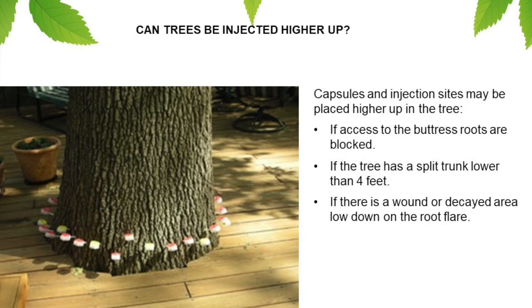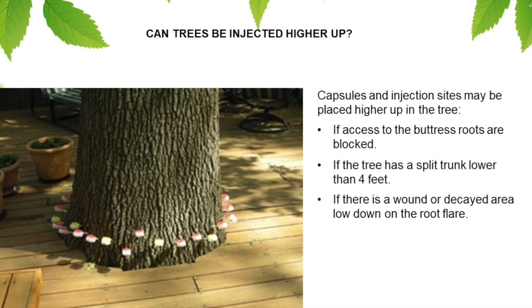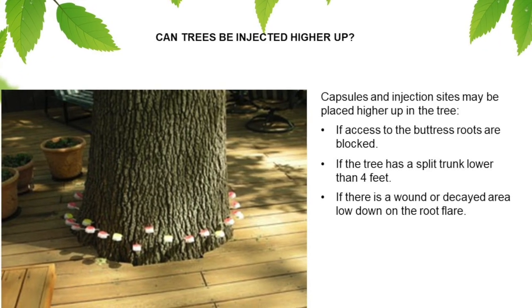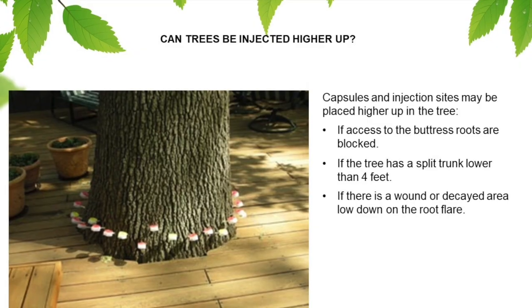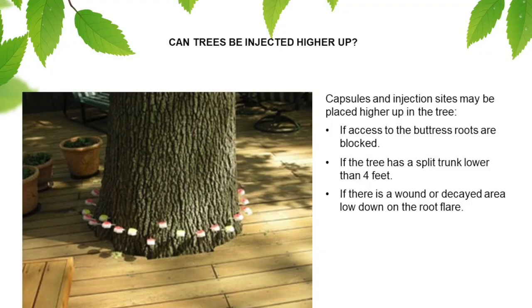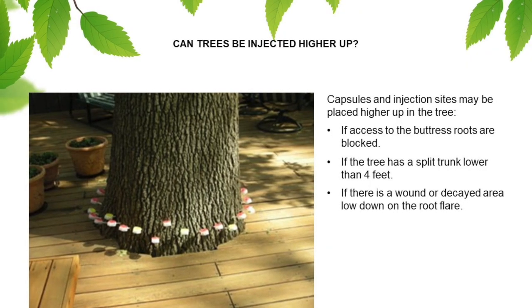Yes. Capsules and injection sites may be placed higher up in the tree when necessary, as seen in this example. If access to the buttress roots are blocked, if the tree has a split trunk lower than 4 feet, or if there is a wound or decayed area low down on the root flare.